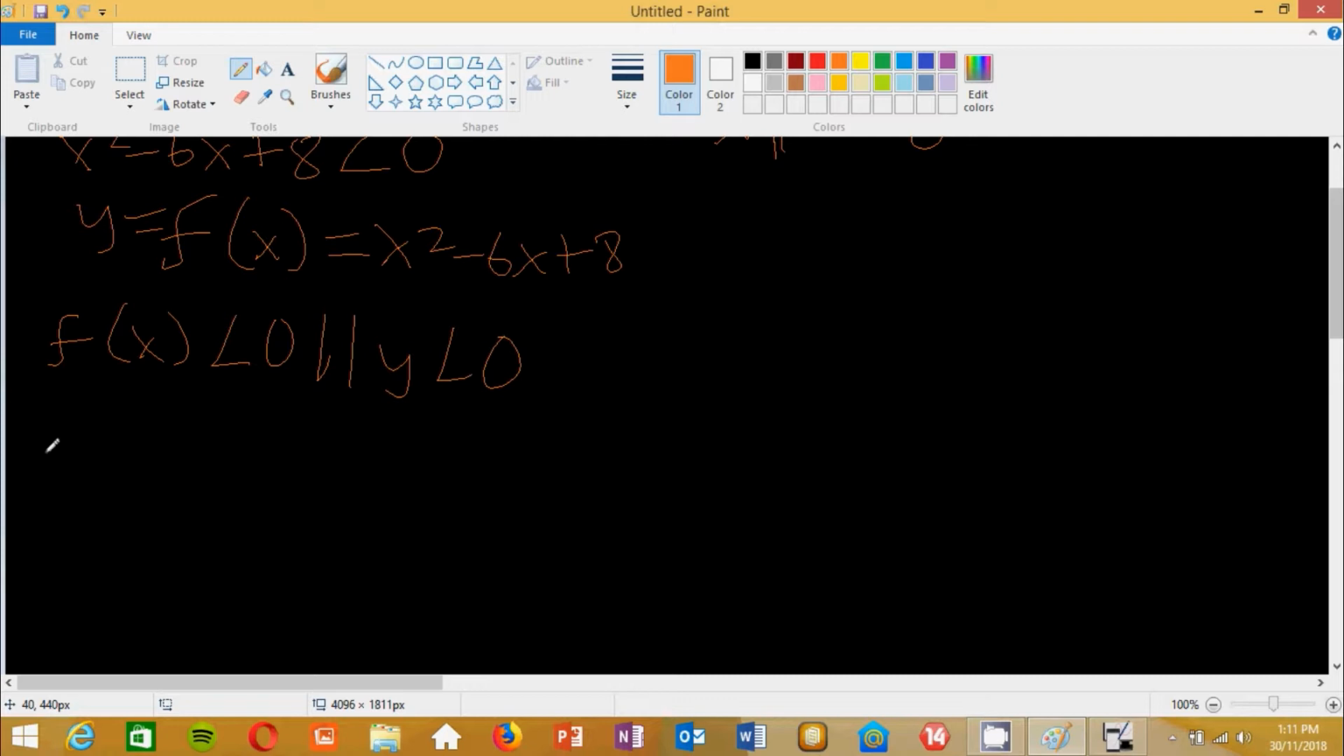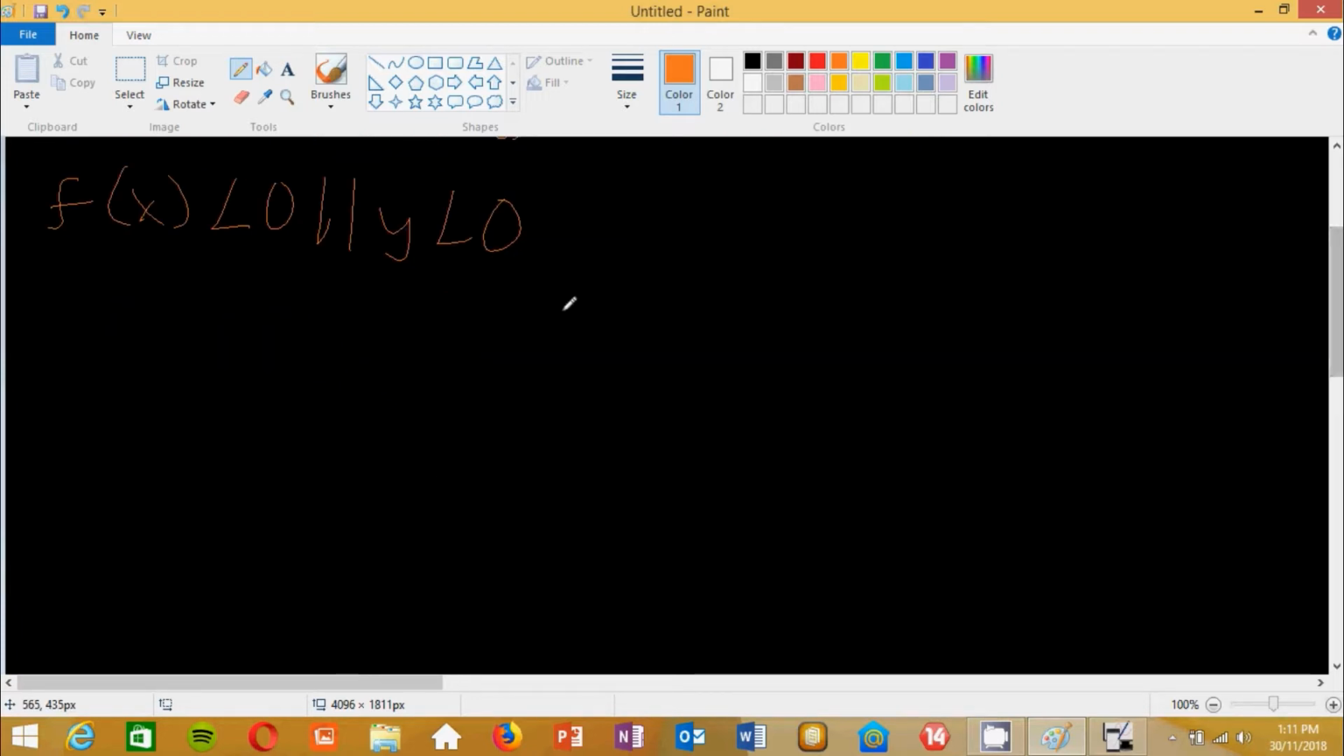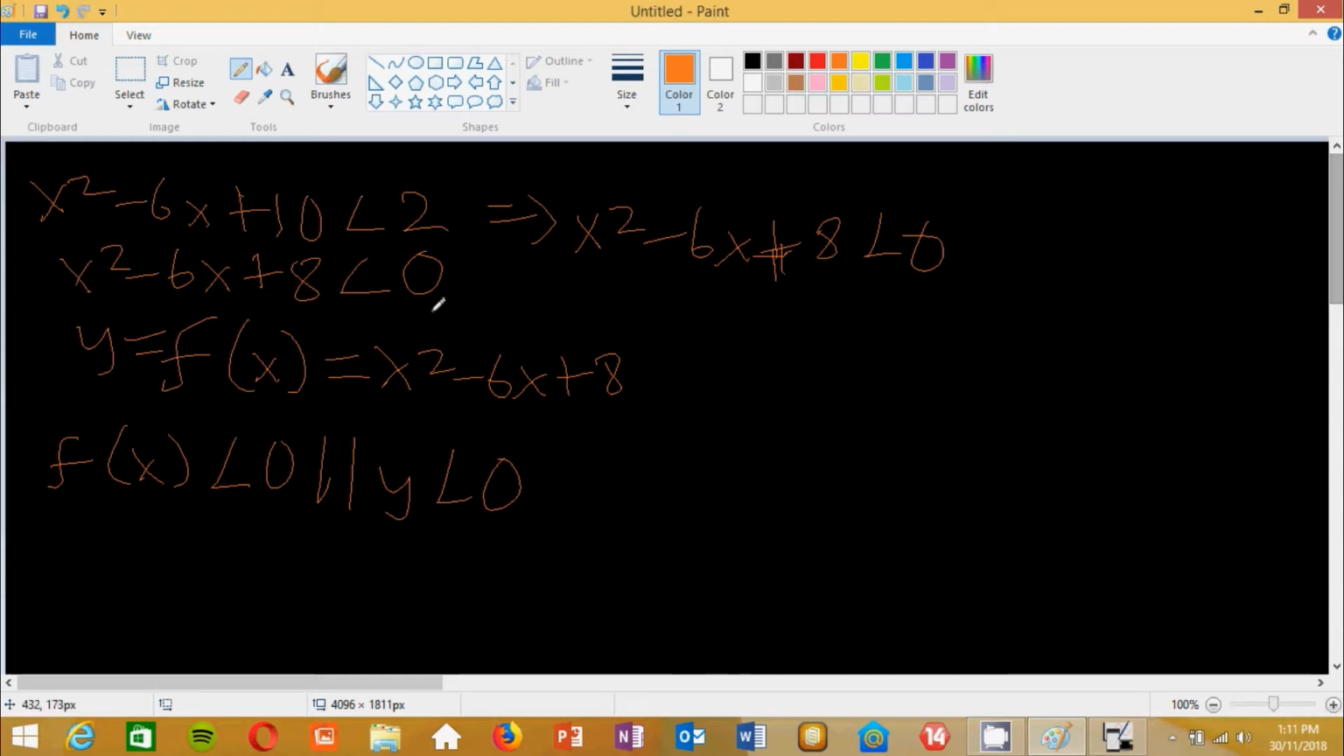We want to sketch f of x, because if we can sketch f of x, if we can sketch y, then we can do some analysis. The first thing that we notice is, because the coefficient of the x squared term is positive, we know that our function is going to look like this.